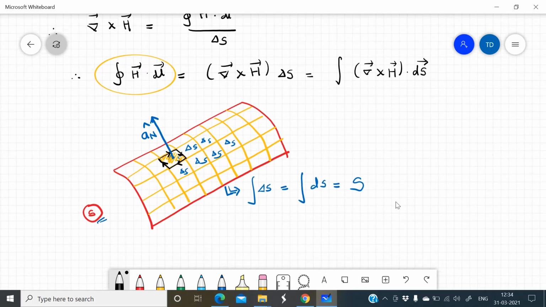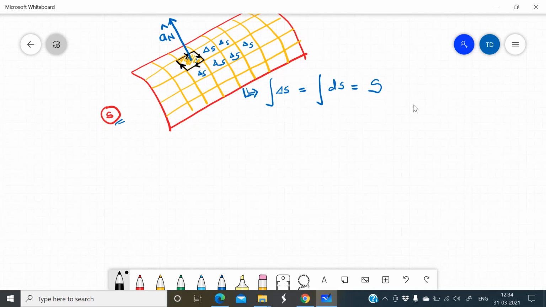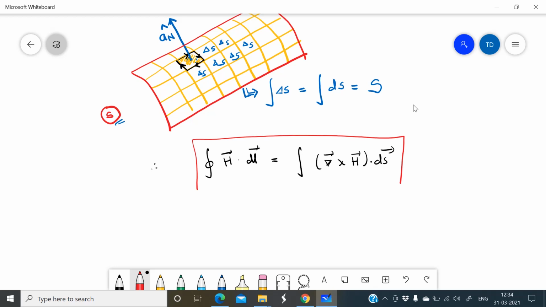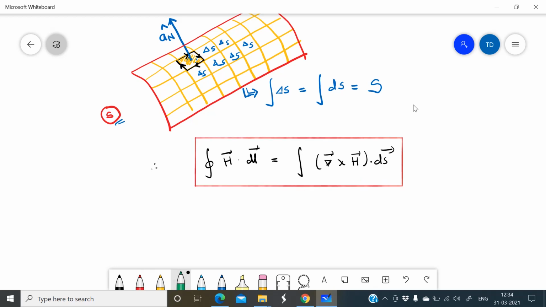So I have converted a closed line into an open surface. Finally my equation is: the closed line integration of H dot dl is equal to the open surface integration of del cross H dot ds. This statement is known as Stokes' theorem. Using Stokes' theorem we can convert a closed line into an open surface.